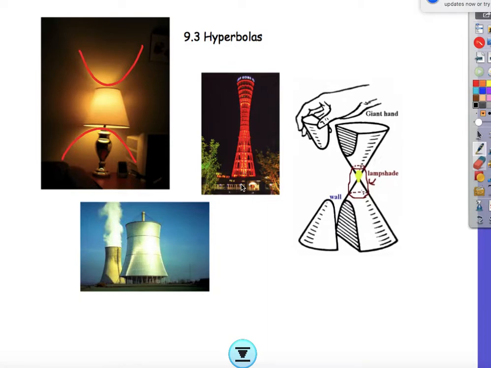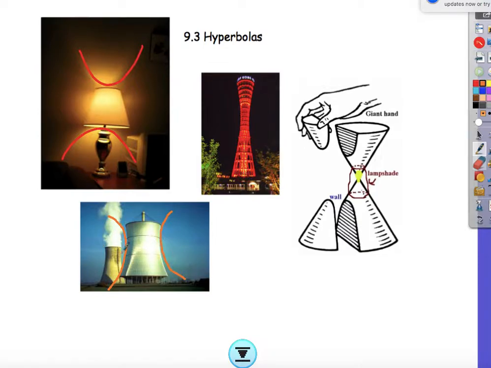Okay, today is 9.3, which are hyperbolas. Basically, a hyperbola is going to look kind of like a parabola opening up and a parabola opening down, or it could be parabolas opening like to the right and to the left. So they're going to behave like parabolas do, except there's going to be two of them.